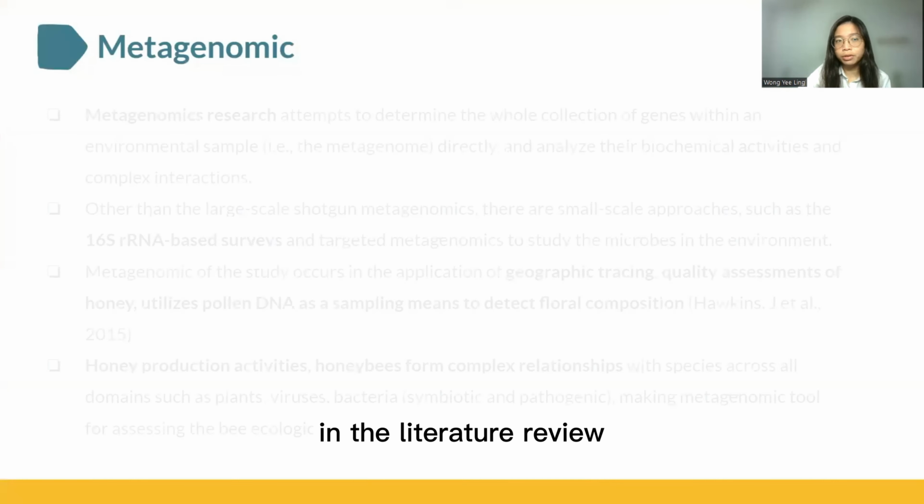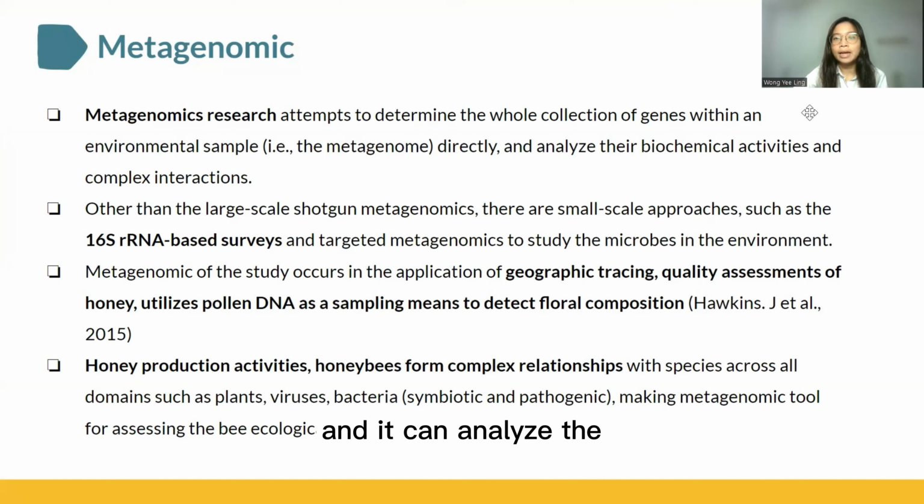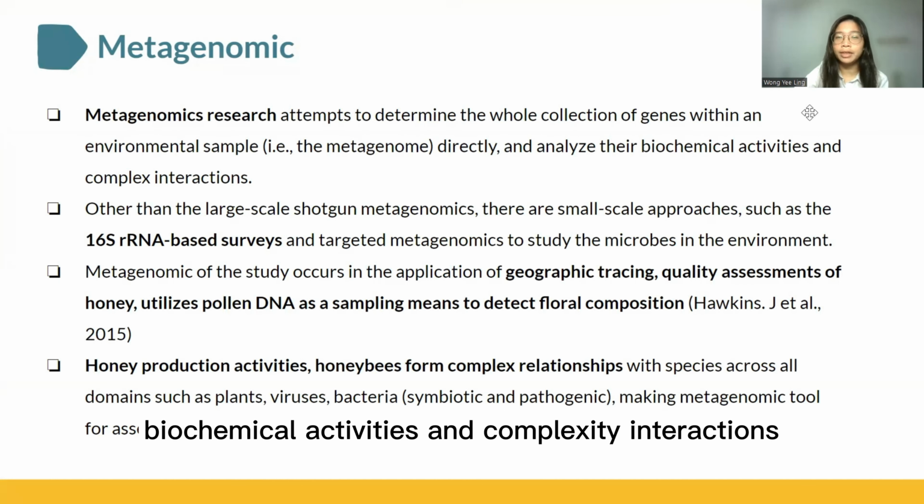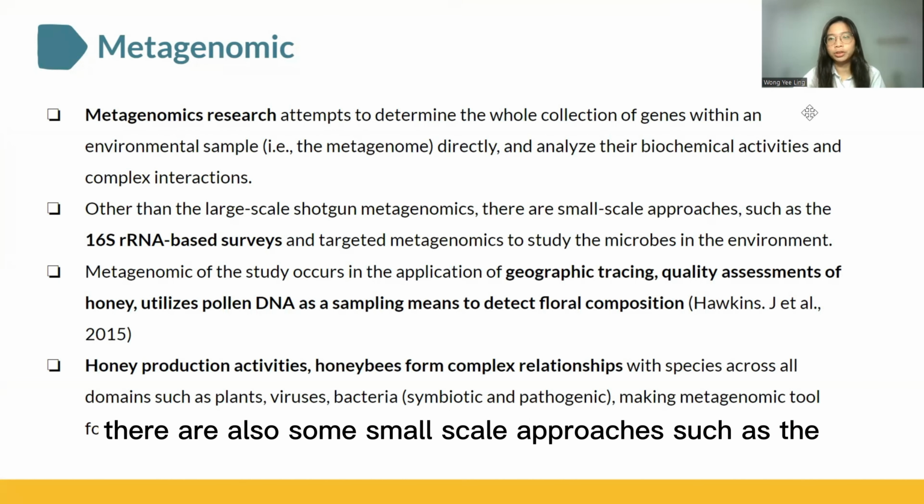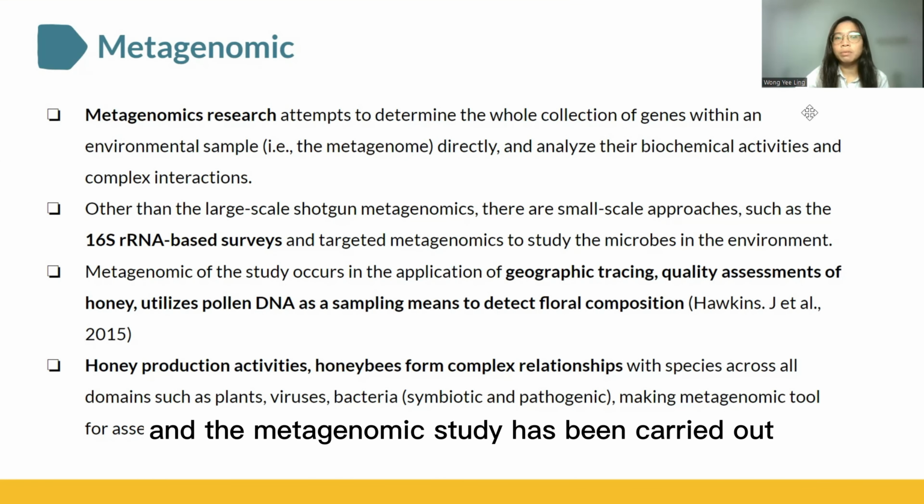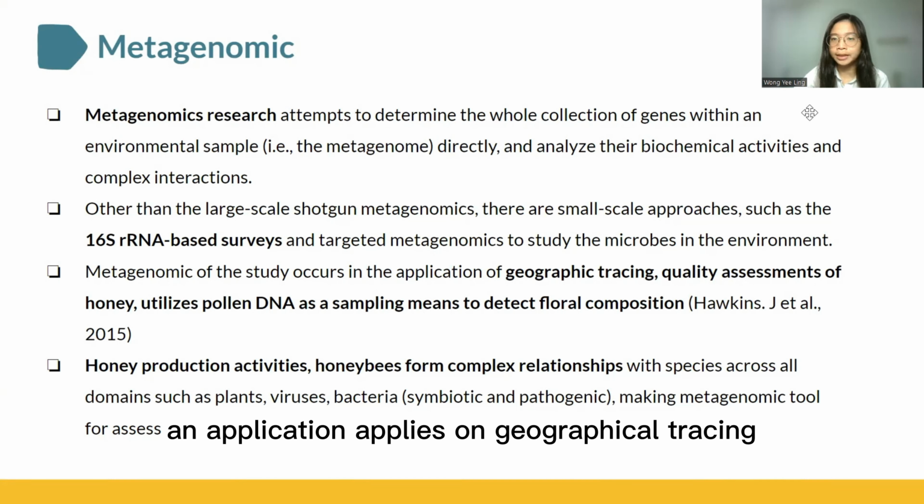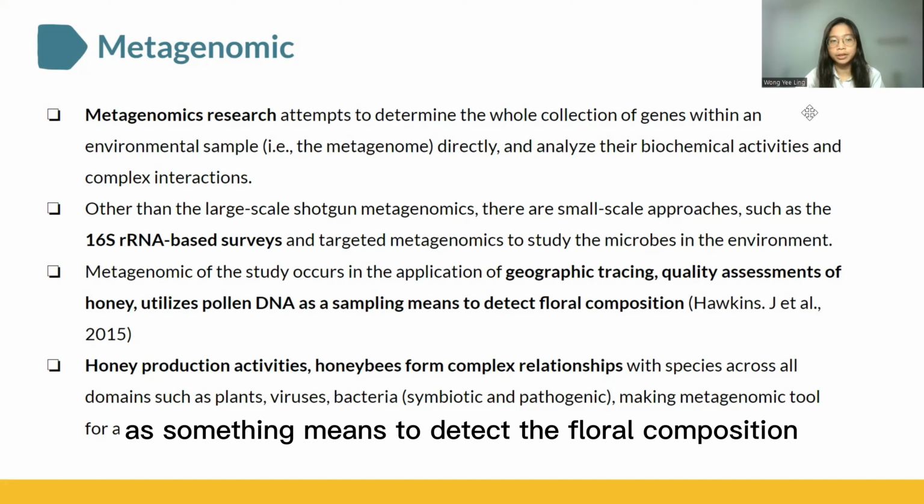In the literature review, metagenomic research attempts to determine the whole collection of genes within an environmental sample, and it can analyze the biochemical activities and complex interactions. Besides the large scale shotgun metagenomics, there are also some small scale approaches such as 16S rRNA-based surveys. And metagenomic studies have been carried out and applied to geographic tracing, quality assessment of honey, and the utilization of pollen DNA as a sampling means to detect the floral composition.